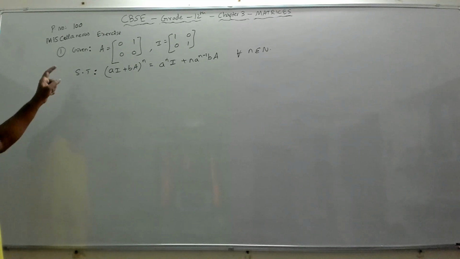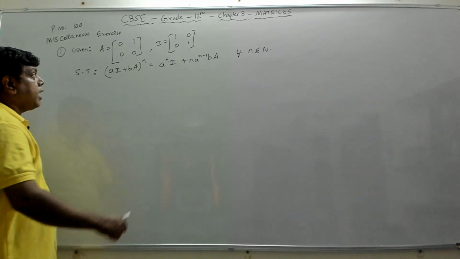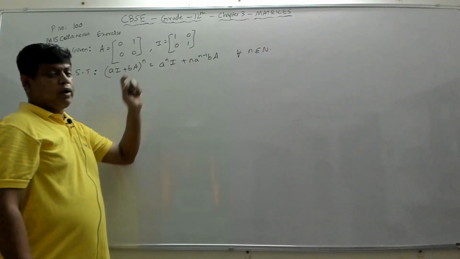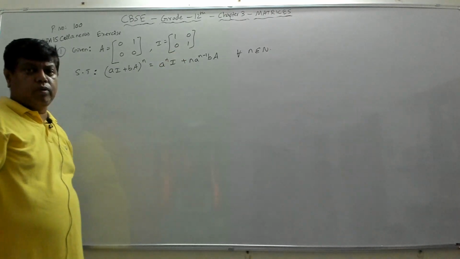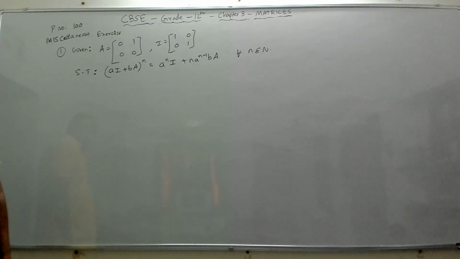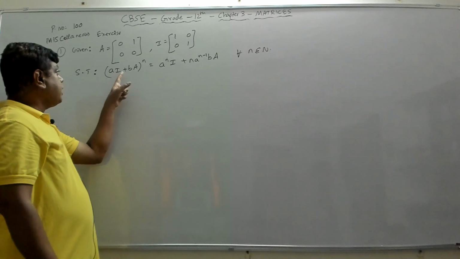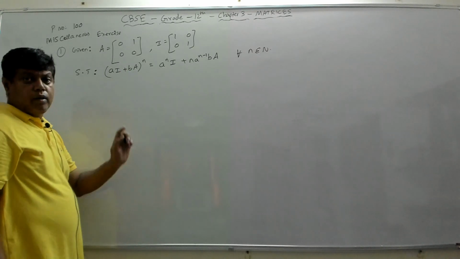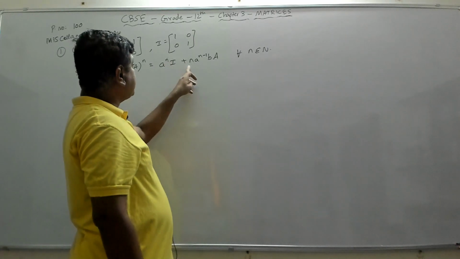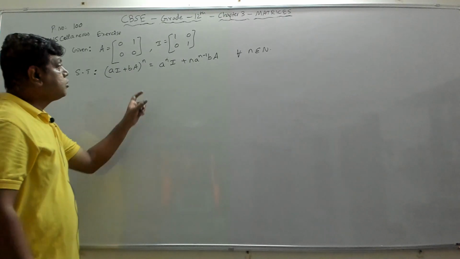First question is given. A matrix A is given as 0, 1, 0, 0, and I is the identity matrix of order 2, which means I is 1, 0, 0, 1. This is the identity matrix of order 2. We have to show that (aI + bA) whole power n, where small a and small b are numbers and capital A and I are matrices, is equal to a power n I plus n a power n minus 1 b into A. So this is what we have to prove.